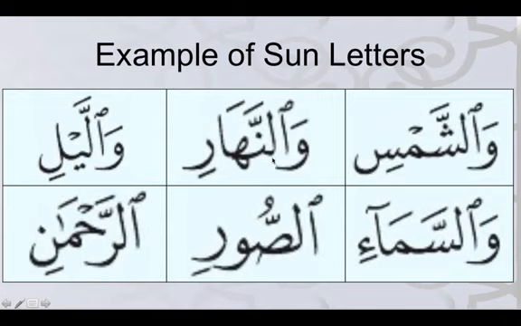Hamza fatha lam sukoon. This al, this definite article, the lam is skipped. And even this hamzatul wasl is skipped. So, waw fatha noon shadda wan. This is another example of sun letters.